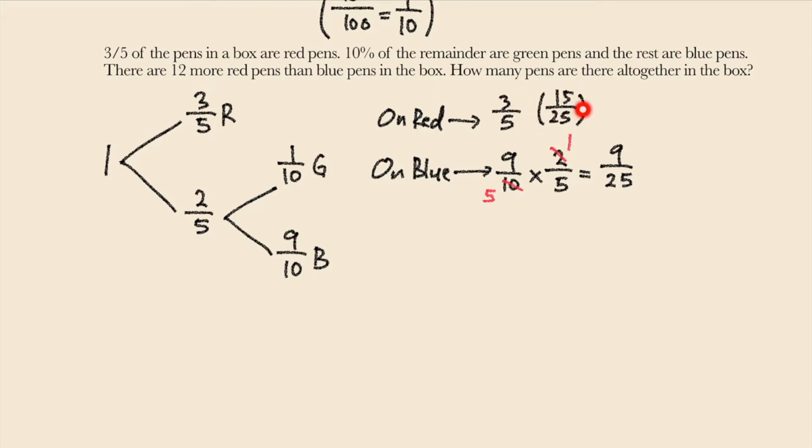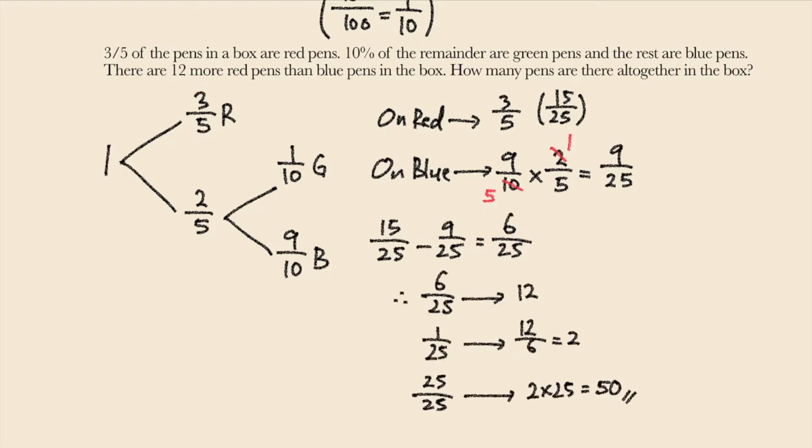We have 15 units out of 25. Therefore, the difference is 6 units, and that represents the 12 actual pens. So if 6 units represent 12 actual pens, how many altogether? Well, you can find 1 unit and then find 25 units, which is 50.